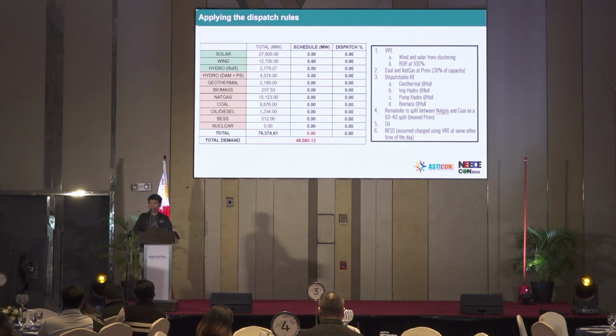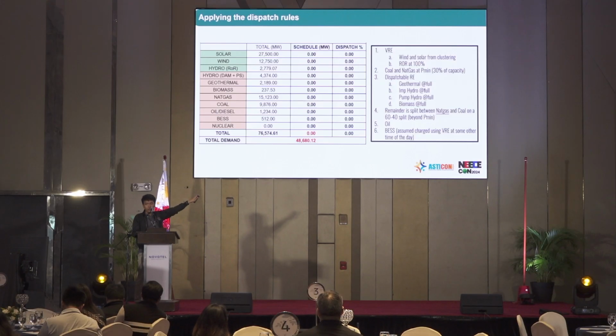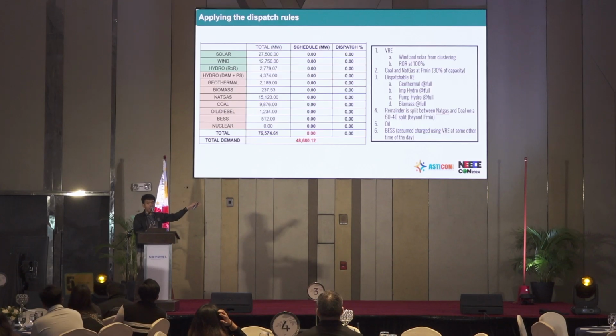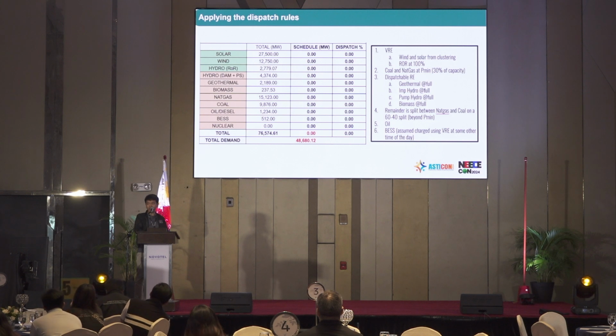In the succeeding slides, I will present a simple example of how we apply the dispatch rules to fill up a sample demand. In this case, we have 48 gigawatts of demand at the lowest column. The first column shows the list of generator technologies. The second column shows an example total capacity of those technologies. The third column shows the actual schedule for that particular generator technology. And the fourth column shows the percent dispatch for that generator type.